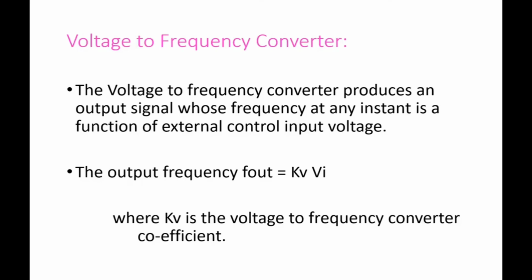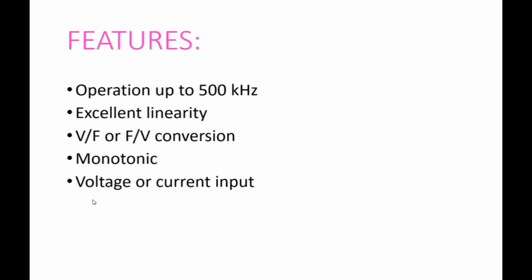In this video, we are going to see about the voltage to frequency converter. The voltage to frequency converter produces an output signal whose frequency at any instant is a function of the external control input voltage. The output frequency Vfout is equal to kV into Vi, where kV is the voltage to frequency converter coefficient and Vi is my input voltage.